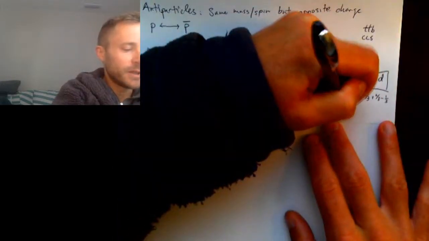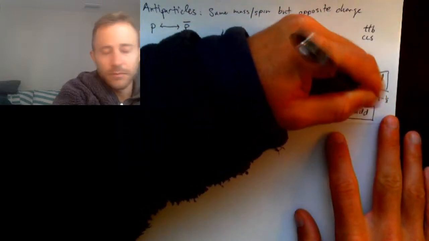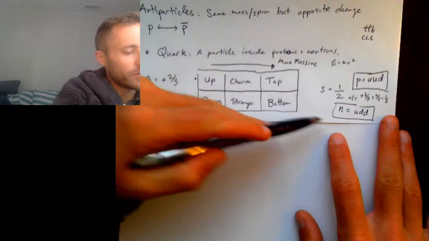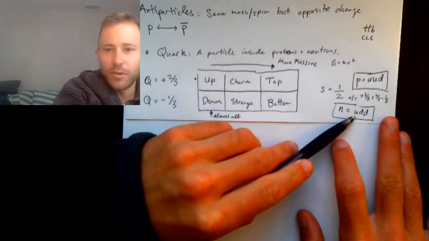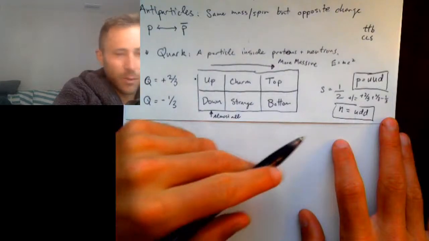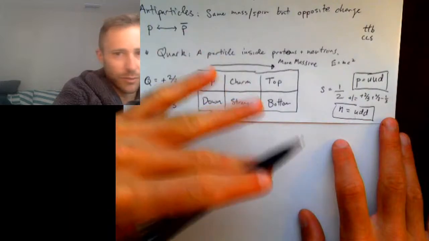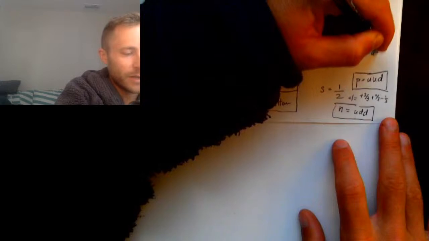A neutron is up, down, down. Okay, and you can check out that the neutron has a charge of 0 because it would be plus 2/3 minus 1/3 minus 1/3 is 0. Okay, so that works out. So my point is that the charges work out. So then an antiproton, you would just take all of these and make them anti. So it would be anti-up, anti-up, anti-down.